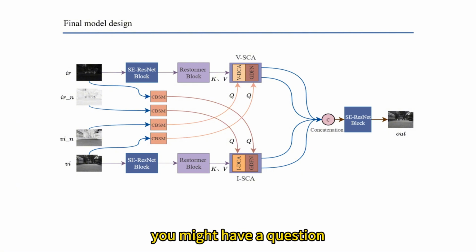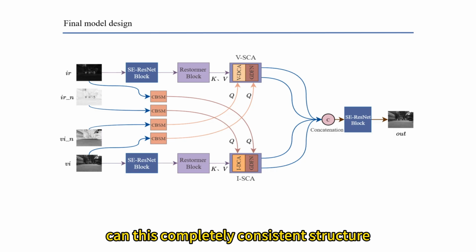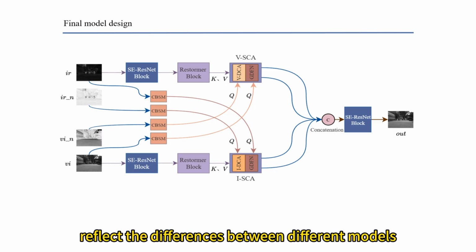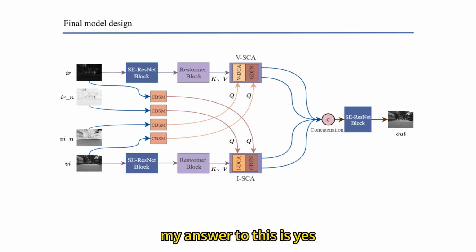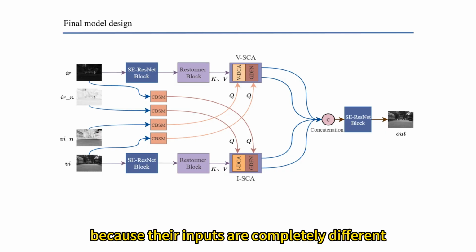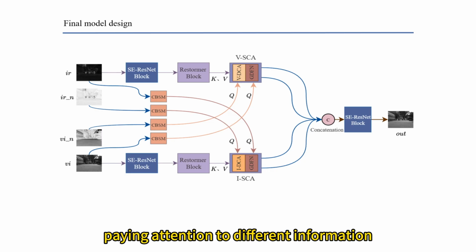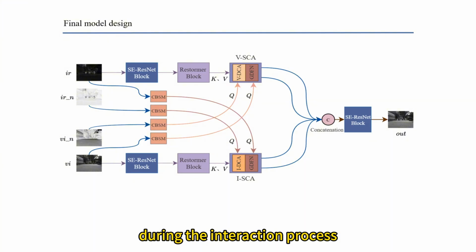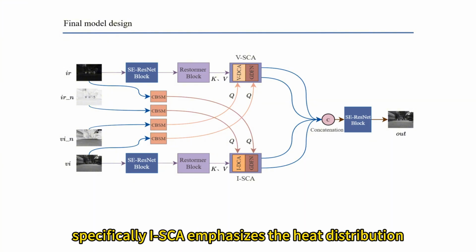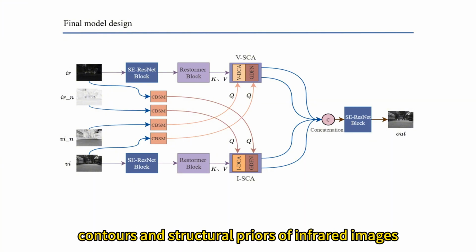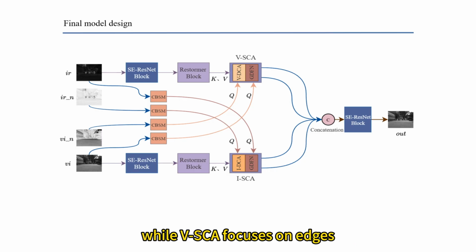You might have a question. Can this completely consistent structure reflect the differences between different modals? My answer to this is yes. That's completely fine because their inputs are completely different, which directly leads to them paying attention to different information during the interaction process. Specifically, ISCA emphasizes the heat distribution, contours, and structural priors of infrared images, while VSCA focuses on edges, textures, and high contrast guidance.